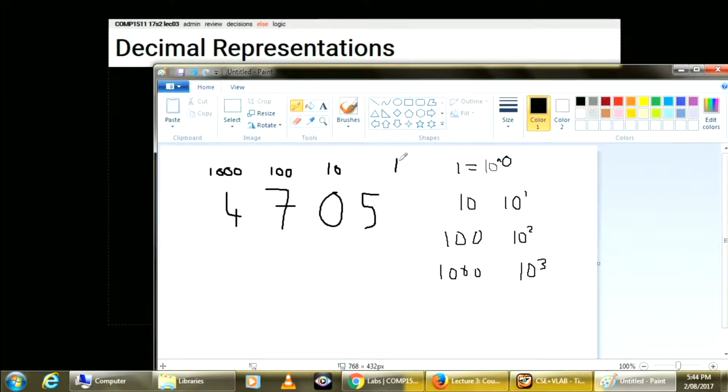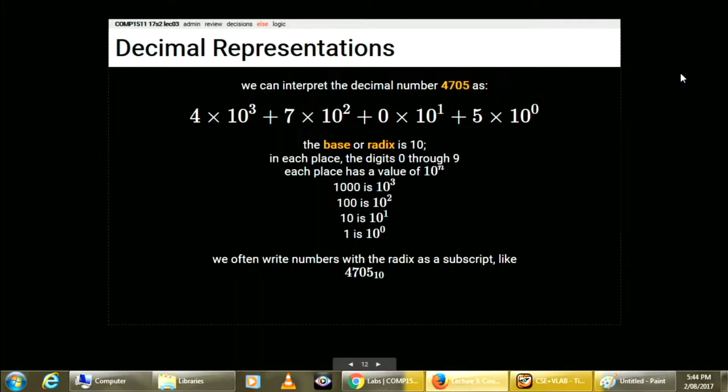So does this make sense? This number here is the number of 10 to the power of zeros we have, or the number of 1s. This is the number of 10 to the power of 1s, or the number of 10s we have. The number of 10 to the power of 2s, or hundreds we have, and 10 to the power of 3s, or thousands we have. I apologize for the terrible Microsoft Paint drawing.